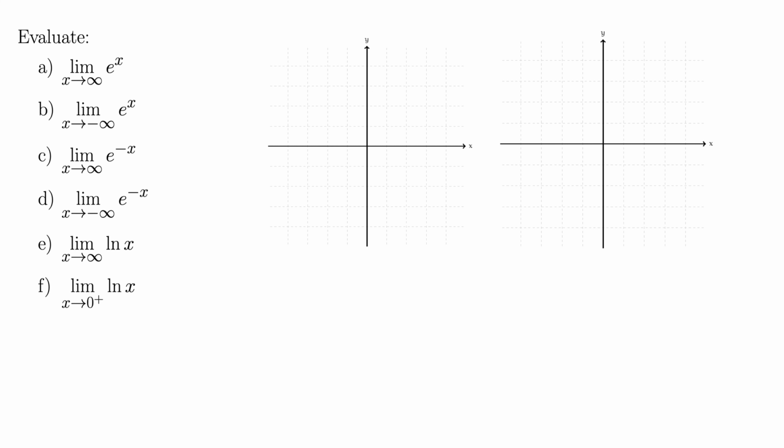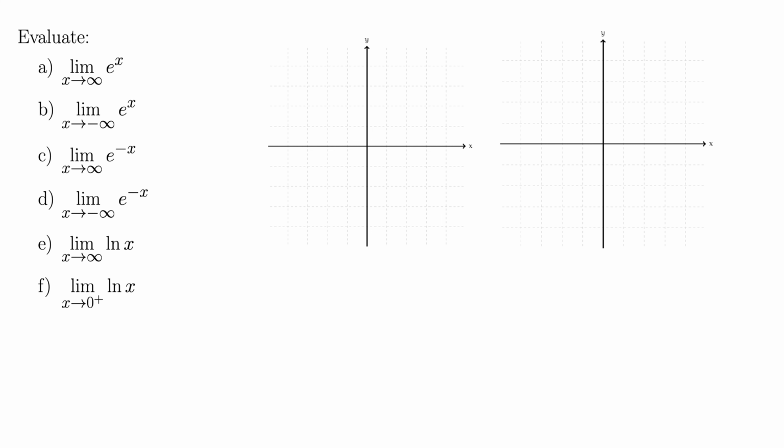This example asks us to evaluate the limits at infinity for various forms of e to the x and natural log x. So let's start by looking at parts a and b. We have the limit as x goes to infinity of e to the x, and the same thing with negative infinity for part b. The key here is to know the graph of e to the x.